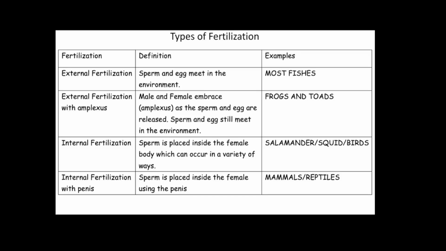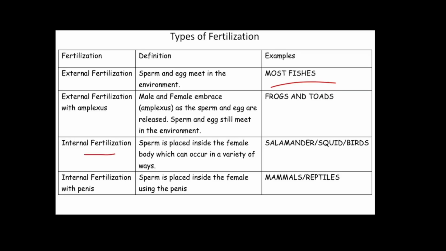So there are different types of fertilization. Essentially, you have fertilization that takes place outside of the organism and fertilization that takes place inside of the organism. For external, the sperm and the egg meet out in the environment. We see this with fish. External fertilization with amplexus, the male and female embrace as the sperm and egg are released. We see that with frogs, maybe toads. The sperm and egg still meet in the environment, but the male and female are actually embracing each other. But it's still external fertilization.